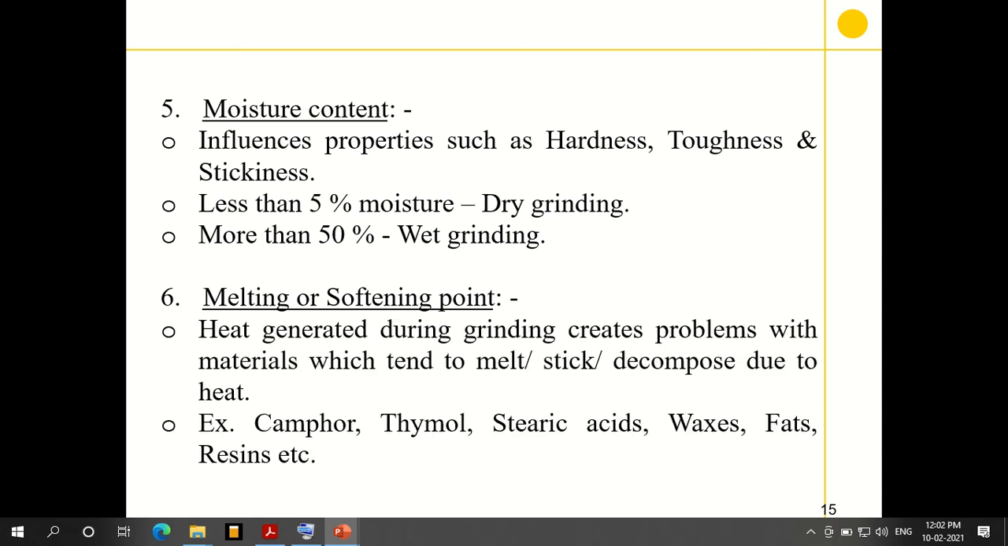Melting or softening point matters because heat is generated during any process of size reduction. Take the example of a ball mill, as we have done in practical. You have seen that when it rotates, the balls fall, so during this rotation heat is generated. If any material has a melting point near room temperature, heat will be liberated during size reduction, leading to degradation of the material, or it will stick, or decompose due to heat, especially camphor, thymol, stearic acid, waxes, fats and resins. They all face these problems.